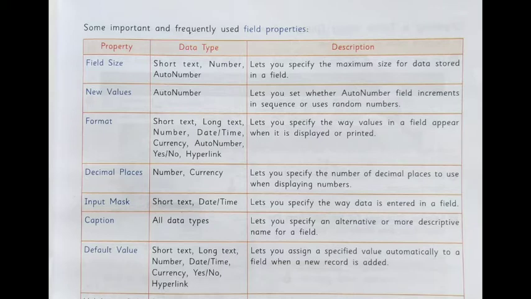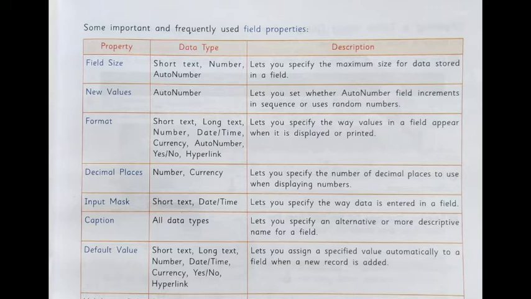It helps to specify the maximum size of data stored in a field. Then, New Values, for auto number, lets you set whether the auto number field increments in sequence or uses random numbers. Format, for short text, long text, number, date or time, currency, auto number, yes or no, and hyperlink. Format lets you specify the way values in a field appear when it is displayed or printed.